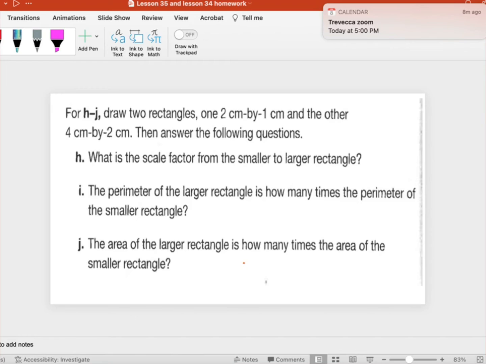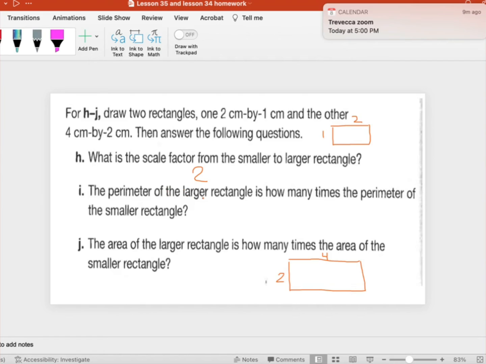Okay, so we're doing rectangles. Let's do 2 centimeters by 1 centimeter. So that's a 1, and that's a 2. And then we're going to do 4 centimeters by 2 centimeters. Pretend that's pretty exact. We can pretend, right? So 4 by 2. What is the scale factor from smaller to larger? 2 times 2 is 4. 1 times 2 is 2. The scale factor is 2.